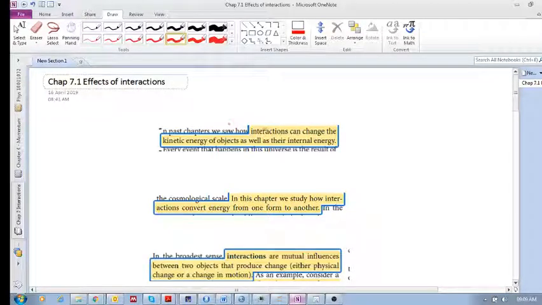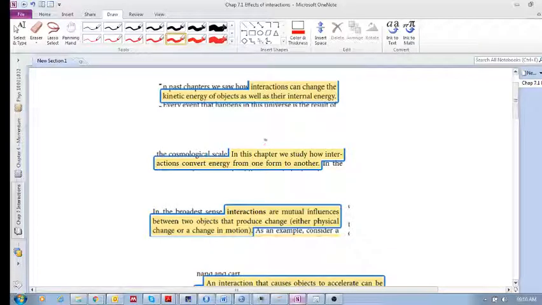In the past chapters, we saw how interactions can change the kinetic energy of objects as well as their internal energy. We had, say, object one and object two. They interact with each other, and the kinetic energy of this object would change. Either the velocity would reduce if it continues to move in the same direction, or the velocity would change. Nevertheless, the point is, the kinetic energy changed because of an interaction with another object, and if it was some kind of inelastic collision, it would also change the internal energy. Nothing new there, just a quick recap.